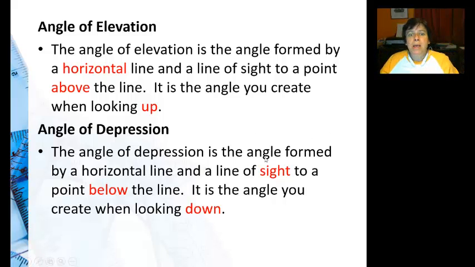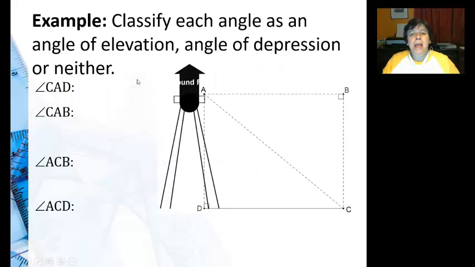All right? So if we have any triangles, basically you're going to find the angle of elevation at where the person is who's looking up. Do you think they're going to be on top of the triangle or the bottom of the triangle? They'll be on bottom because you got to be on bottom to look up. And for the angle of depression, that person will be on top of the triangle looking down. So let's go ahead and identify some of these. In this example, we're classifying each one of these as an angle of elevation, an angle of depression, or neither.